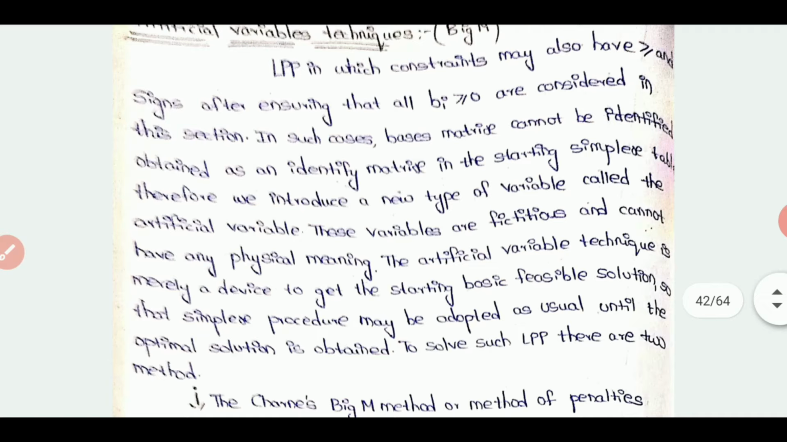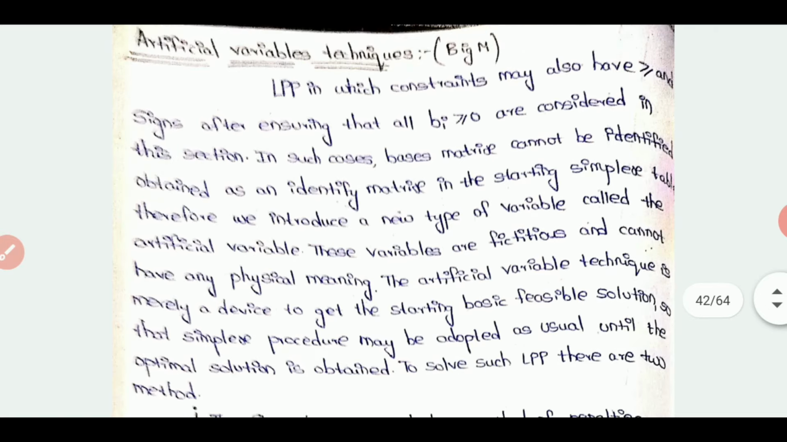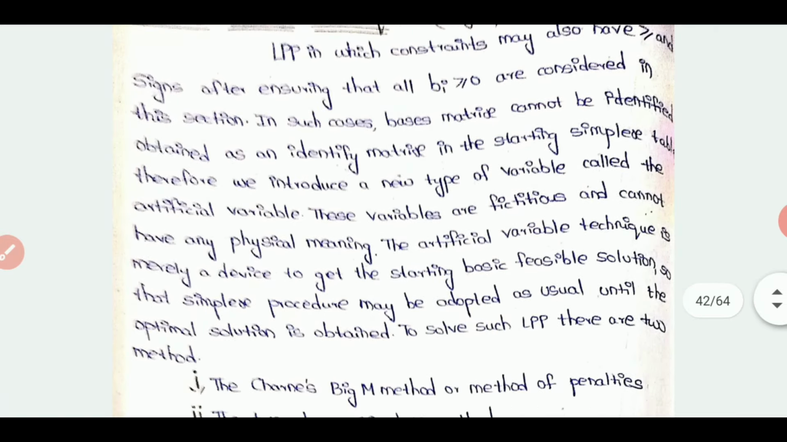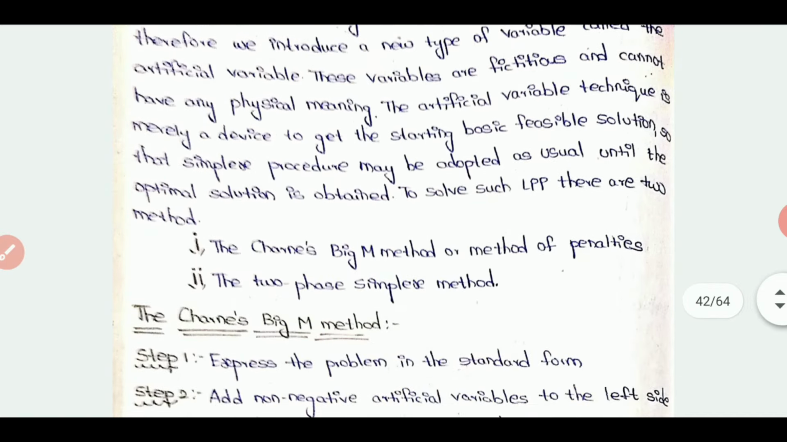All the solutions must be greater than or equals to 0. All the solutions must be in positive value only. In order to solve such type of problems, there are two methods. One is Big M, it is also known as method of penalties, and the second one is two-phase simplex method. In today's video, I am going to explain how to solve a Big M method.